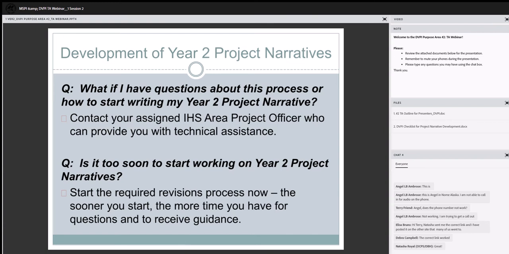So question, what if I have questions about this process or how to start writing my year 2 narrative? So if you have questions, you don't know where to begin, contact your project officer who can provide you with that assistance. And question 2, is it too soon to start working? Like we mentioned earlier, start the required revision process now. The sooner you start, the more time you'll have for questions and to receive guidance.